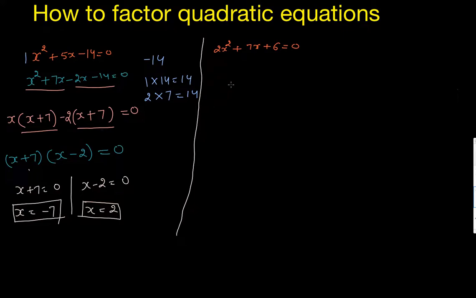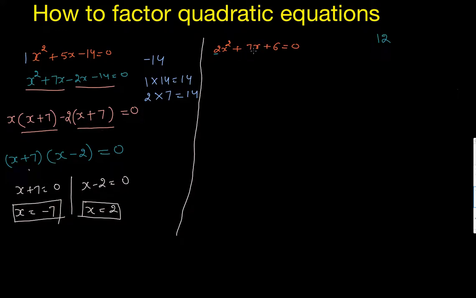So in this case, again, the rule is to multiply this constant with the coefficient of x squared. In this case, we have 2 and this is 6. When we multiply, we get 12. So we need two numbers so that when we multiply them, I get 12, and when we add or subtract them, we should get 7.